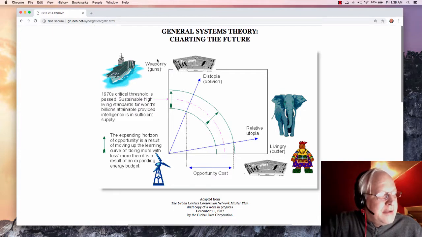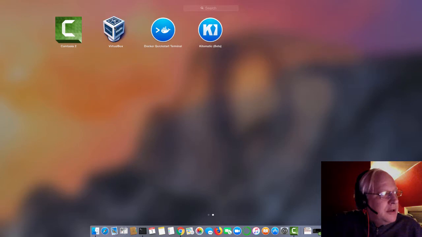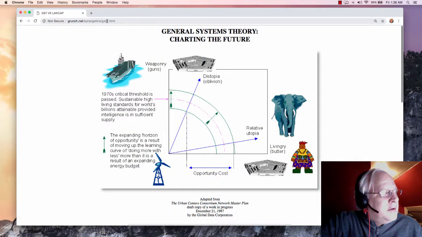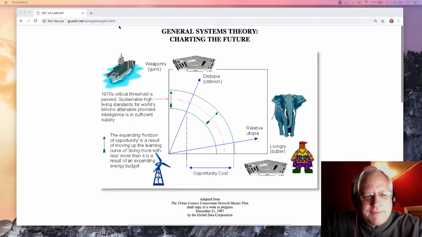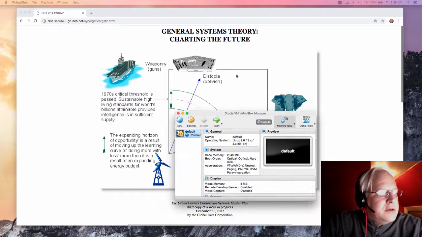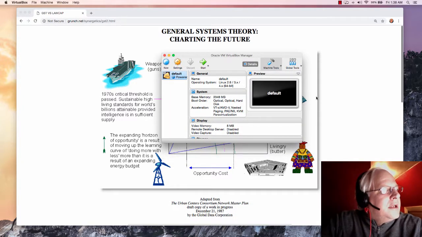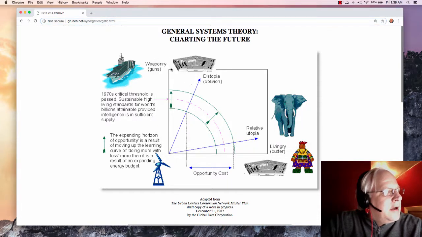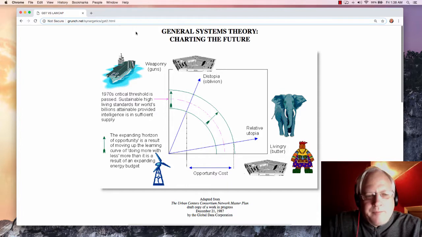VirtualBox. Do I even have VirtualBox on here? Are you kidding me? I don't think I have it installed. I just clicked it, so let's see what happens if VirtualBox shows up. Whoa. It looks like it did. Oracle VirtualBox Manager? What the heck is this? Operating system Linux? I didn't think I had any VirtualBox on this computer, so I'm amazed. Okay, onwards. GST3.